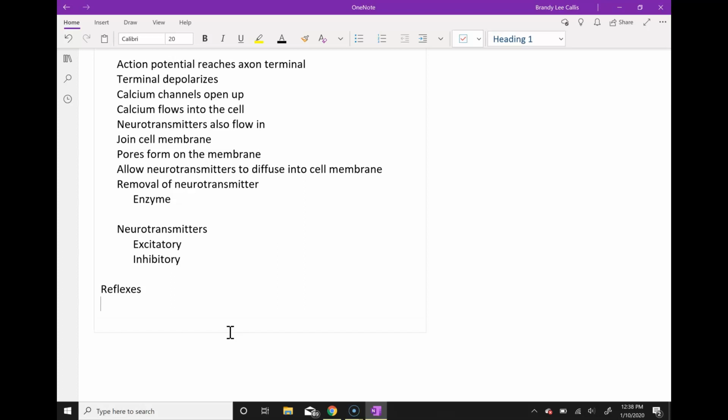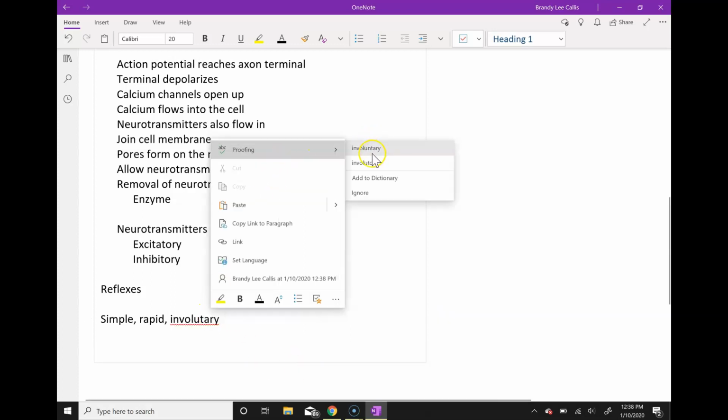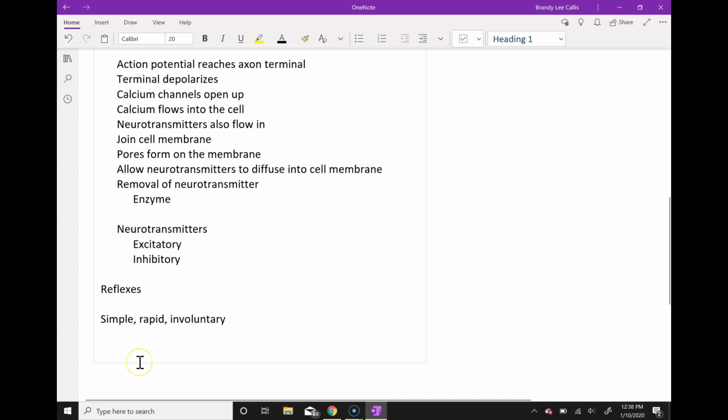So reflexes. These are very simple. They are rapid, and they are involuntary. That is the biggest part to remember. They are involuntary. That means you are not controlling them. That's why when a doctor hits your knee, it jerks out. It's because it is a reflex. You are not controlling it. And this happens in both the CNS and PNS. Both have different structures that can control it. Now, there are two types of reflexes. The first type is called somatic.